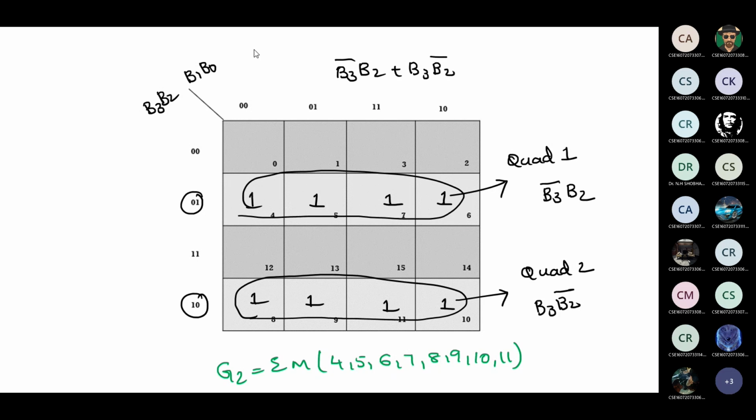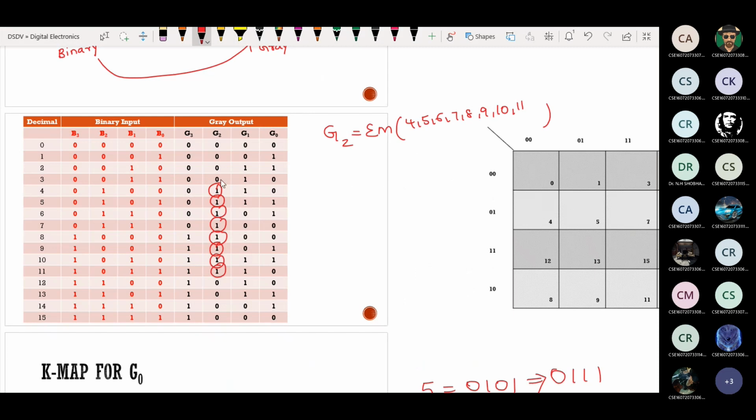Any other way to write this? B3 XOR B2. So we are done with G0, G1, G2. Next, tell me the minterms for G3. In which positions it is one, you have to check. 8 to 15: 8, 9, 10, 11, 12, 13, 14, 15. Do the K-map for 8 to 15.